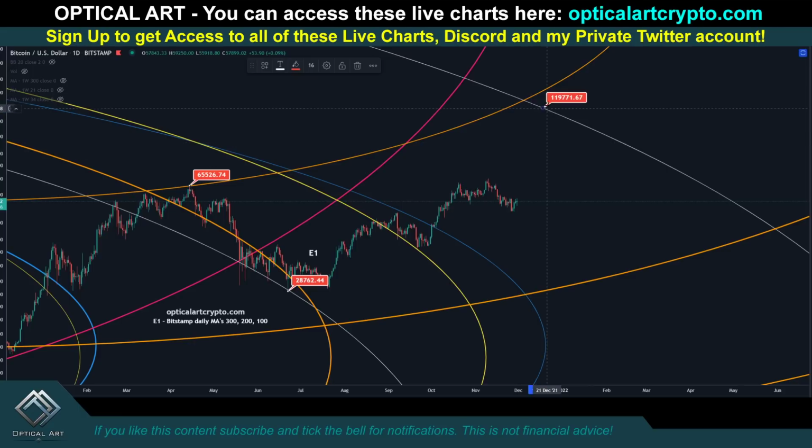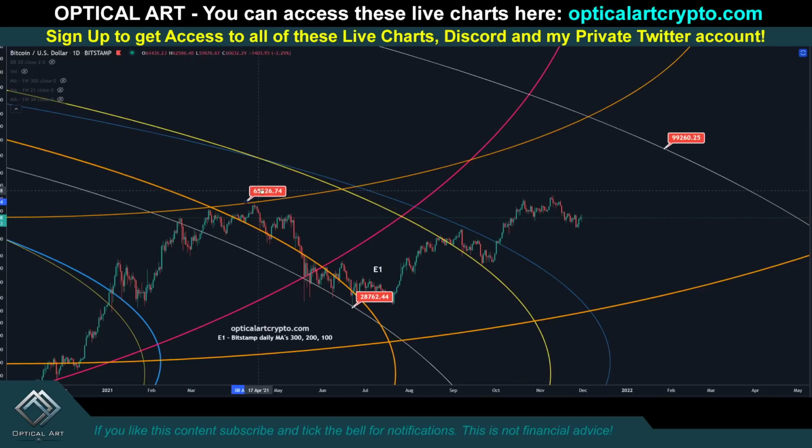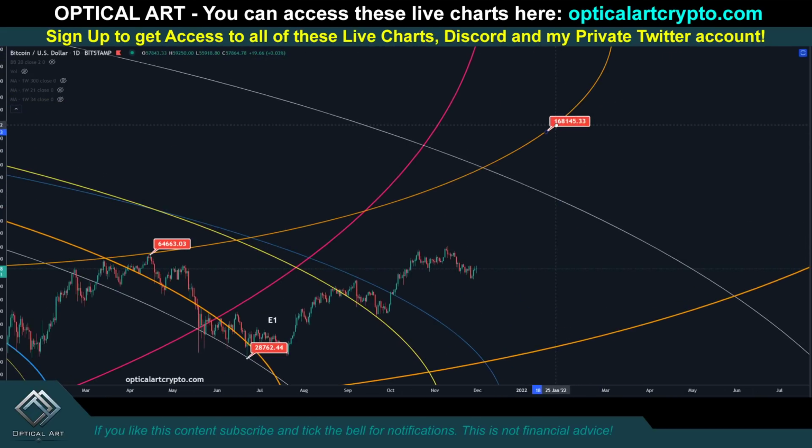But if we push kind of straight up like this, 119,771. If it's out here, 109,000. If it's over here, it'd be 99,260. If we get above this white ring, just like we topped out here once, twice, if we push up, this would be the point you would get topped out. So the further out, the higher the price.